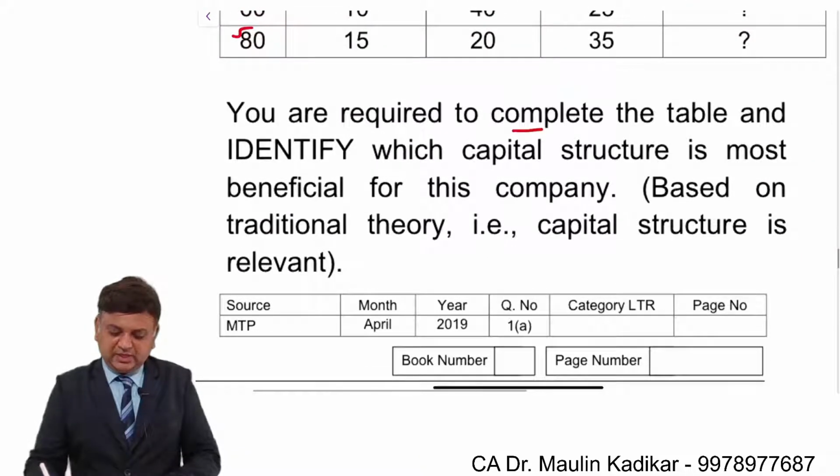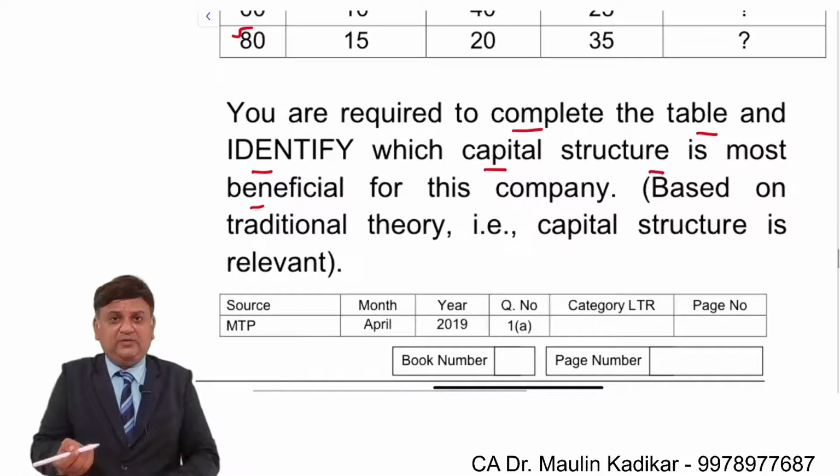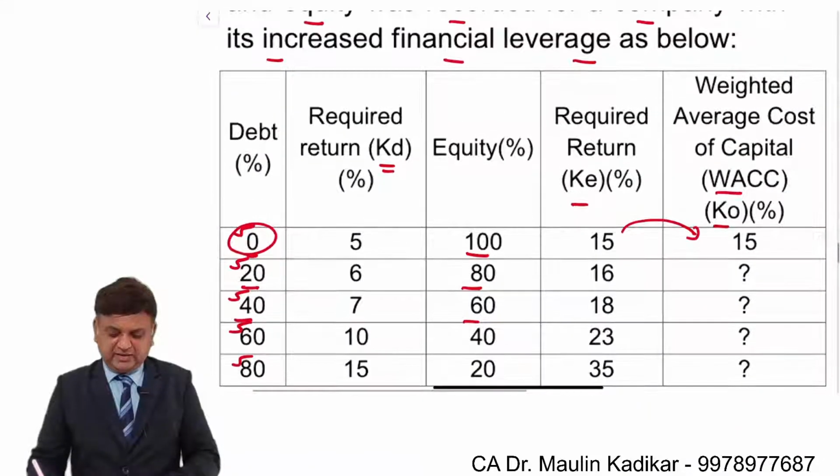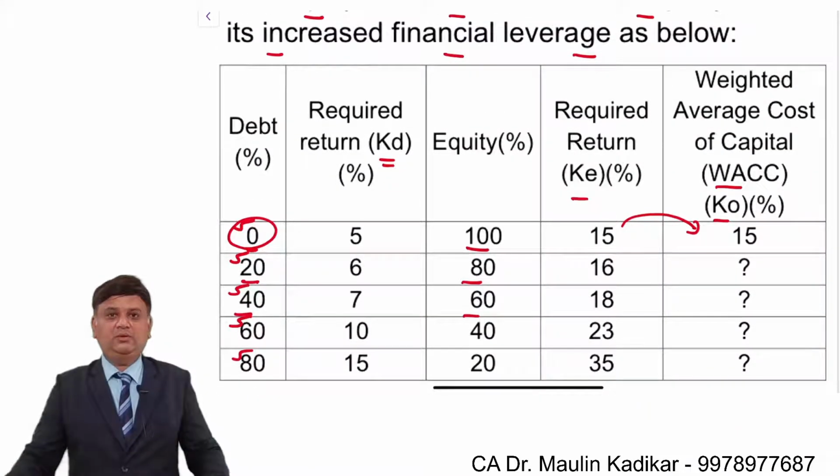You are required to complete the table and identify which capital structure is most beneficial for this company. Based on traditional theory, that is, capital structure is relevant. I want you to complete the answer on your own and put your answer in the chat box. Which one is the optimum capital structure.